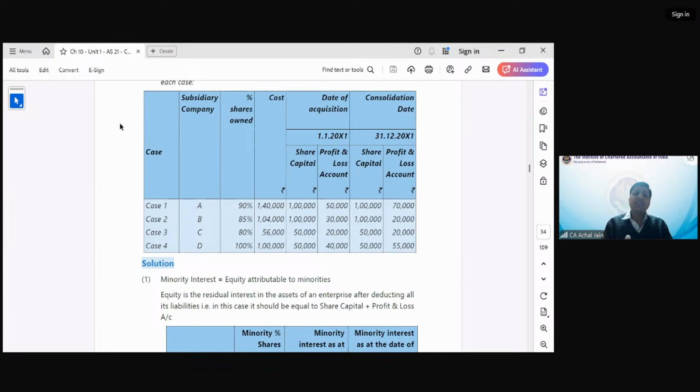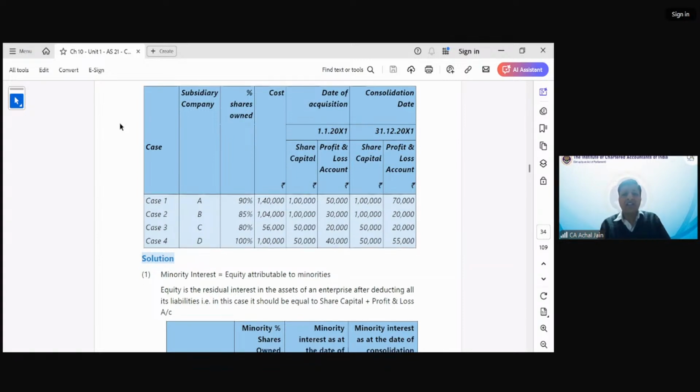minority interest is required to be computed on two dates: date of acquisition and date of reporting. So that's why, what will you do? You will also require two amounts, two amounts about the net assets of the subsidiary on the date of acquisition and on the date of reporting. So are those two figures available to us?